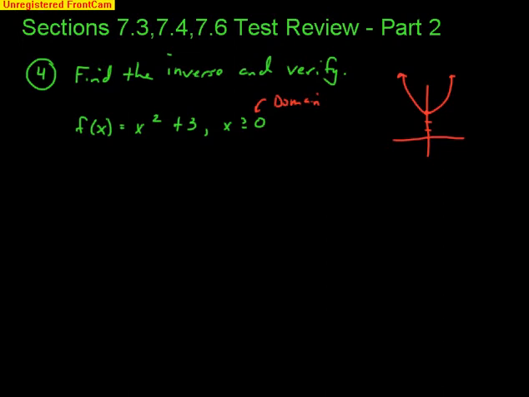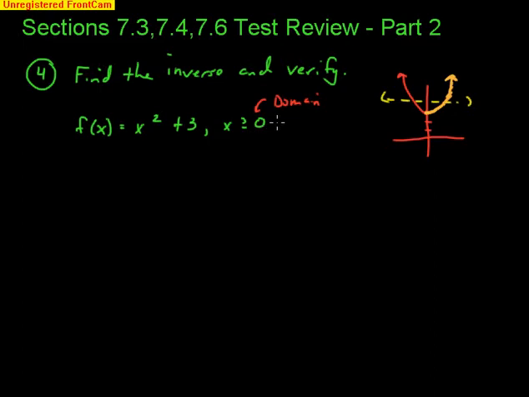Now notice that this graph right here, if I drew a horizontal line through the graph, right, fails the horizontal line test. But when we restrict the domain, so we include only the x's greater than or equal to 0, that's just this part, the orange part. And now the horizontal line test will pass. So this can have an inverse. So we need to keep that in mind as we go through find the inverse.